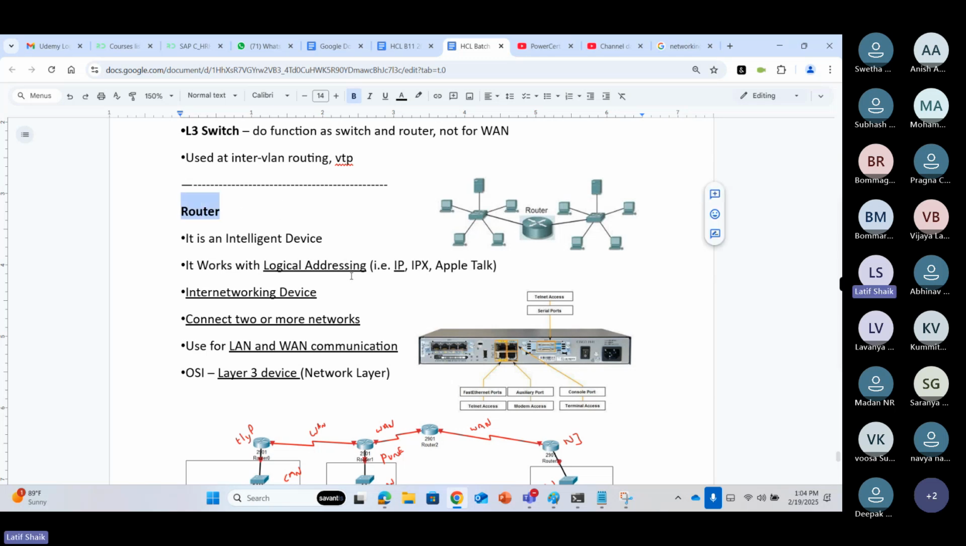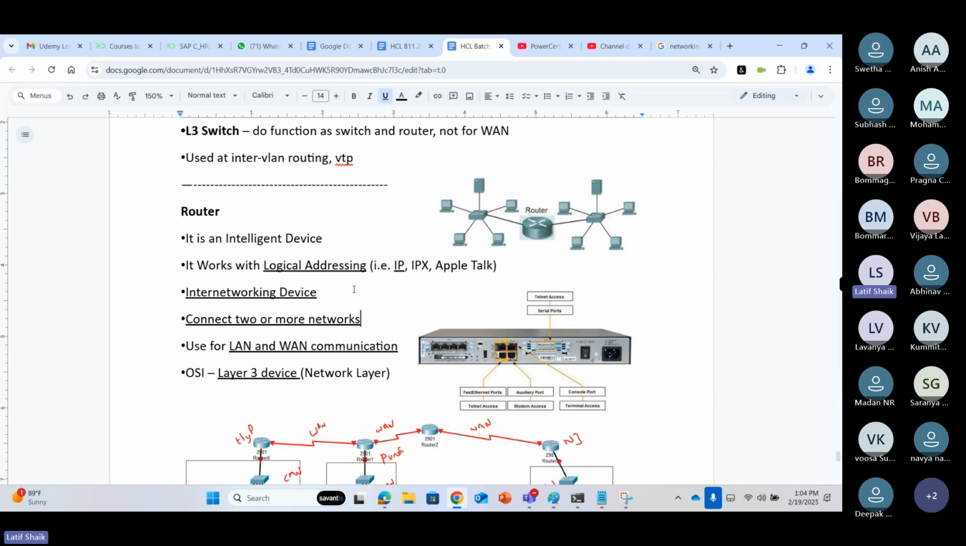Router is an internetworking device. Router connects two or more networks. Router makes communication between different networks. Router works with logical addressing. Switch works with a MAC address, a physical address. Router works with a logical address.